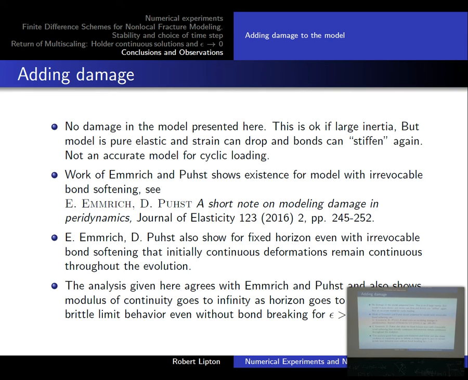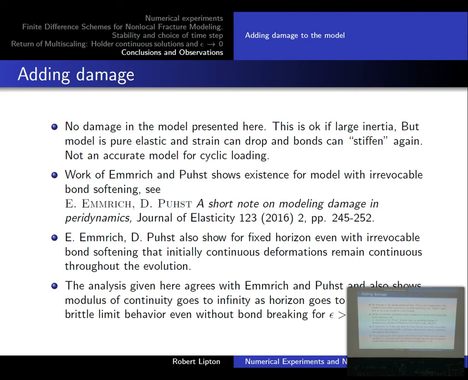Now, what's missing? Like I said earlier in the first lecture, we don't have damage here. If we're really pulling, then inertia continues and things continue to yield. But if we have cyclic loading, which is very important, planes go up, planes go down, planes land, parts get jarred, there's a cycle to the loading. So we really would like to accumulate damage each load cycle.